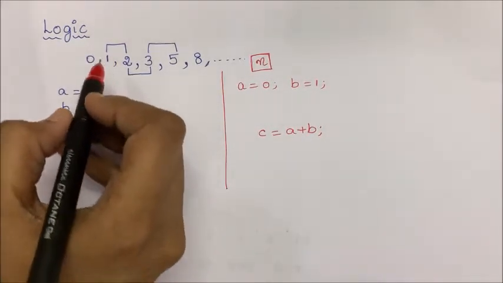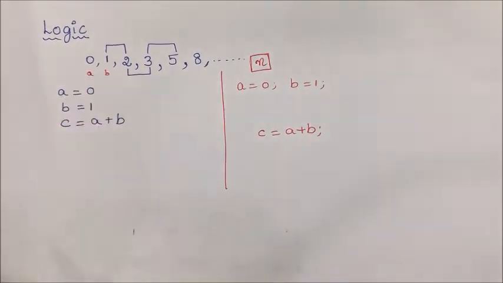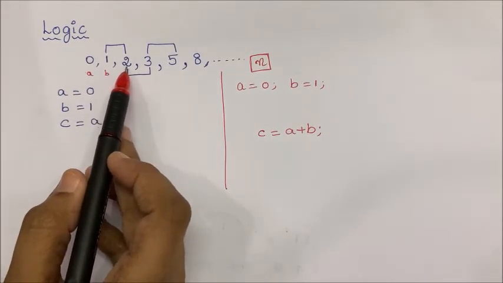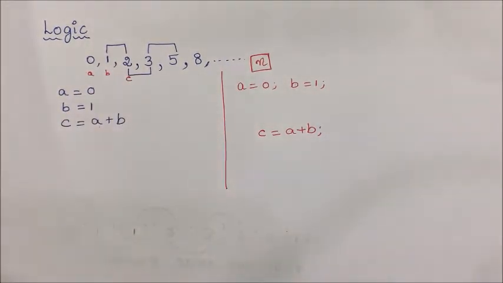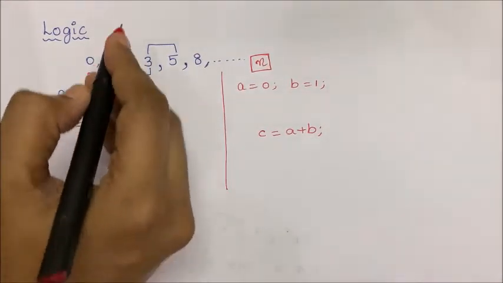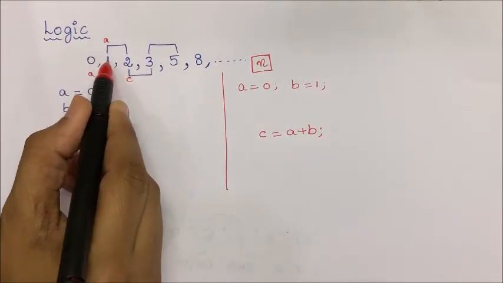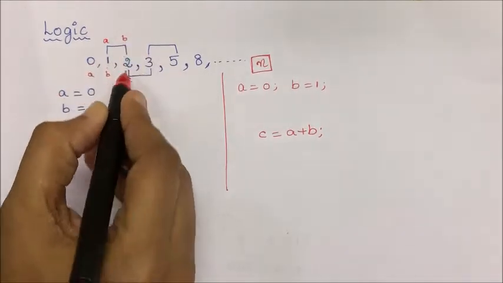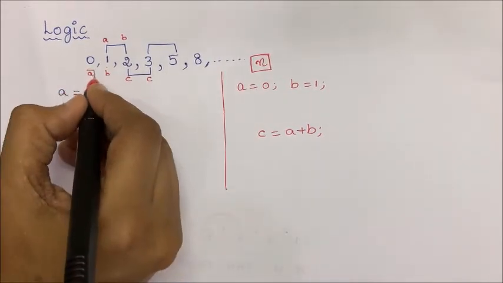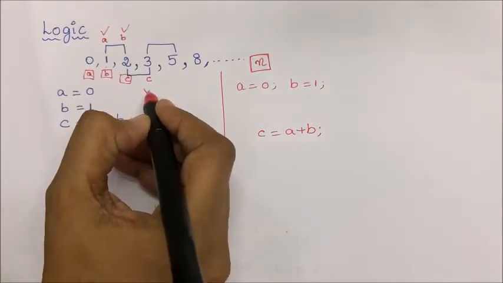And if you observe, the previous values of a and b are 0 and 1. So if a and b store 0 and 1, output C will be 2. Now to get 3, we should add 1 plus 2. That means we should initialize the value of a to 1 and the value of b to 2 to get value of C as 3. These are the previous values and these should be the new values.